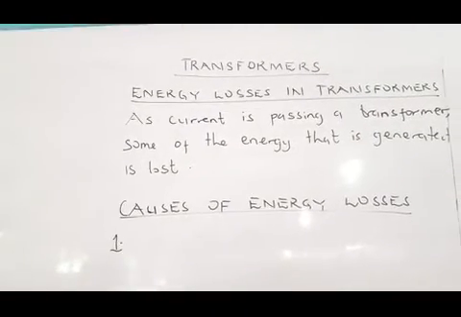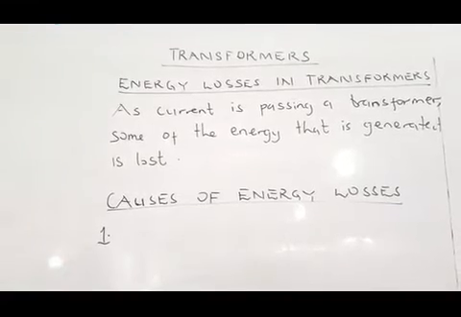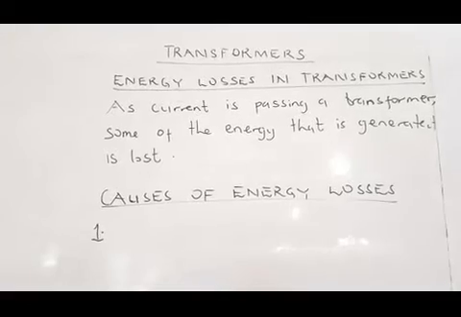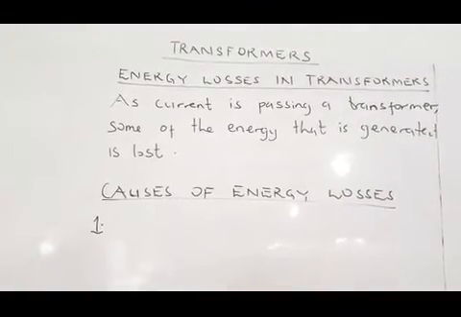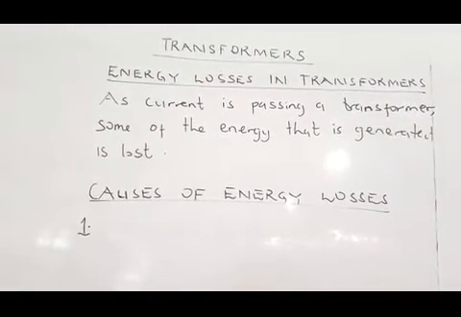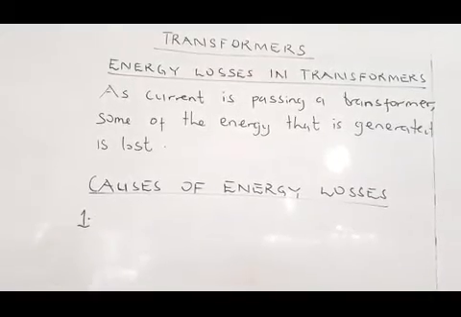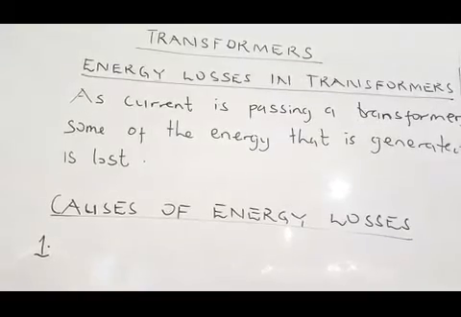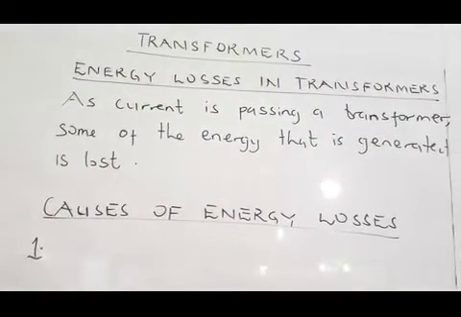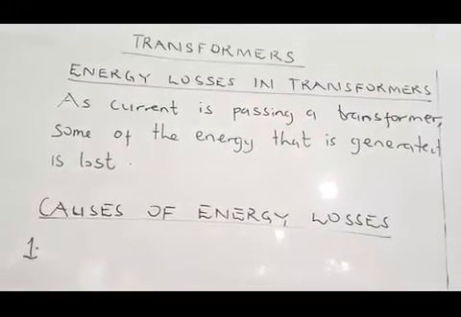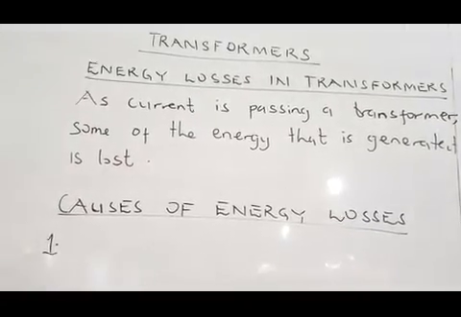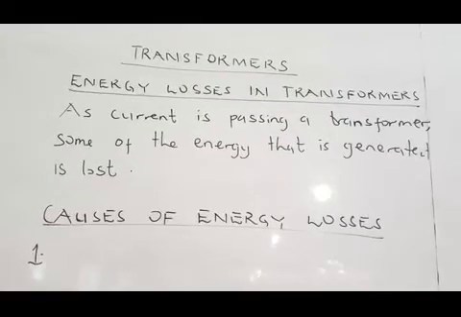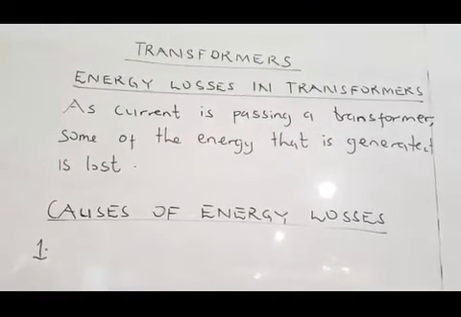So in order to reduce or minimize the energy that is lost through the copper wire, you must use a copper wire that has a lower resistance. For a copper wire to have a lower resistance, it must have a higher thickness. So instead of using a thin copper wire, you should rather use what? A thick copper wire. So that is the way of minimizing the energy that will be lost in the copper wire used in the primary and secondary coils.